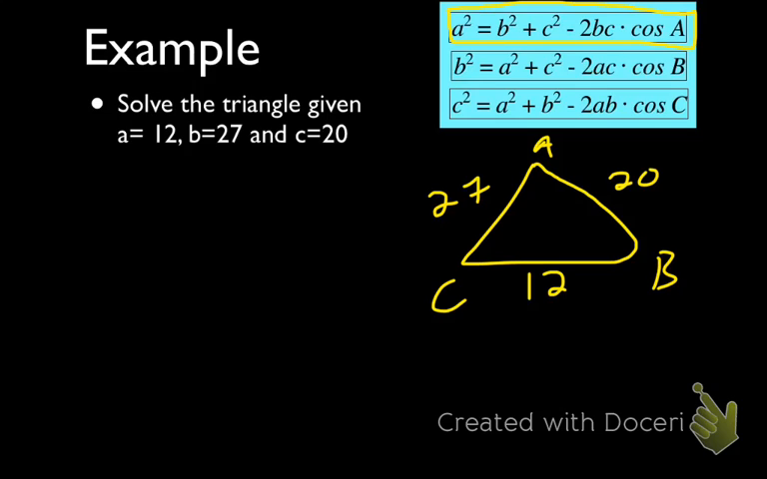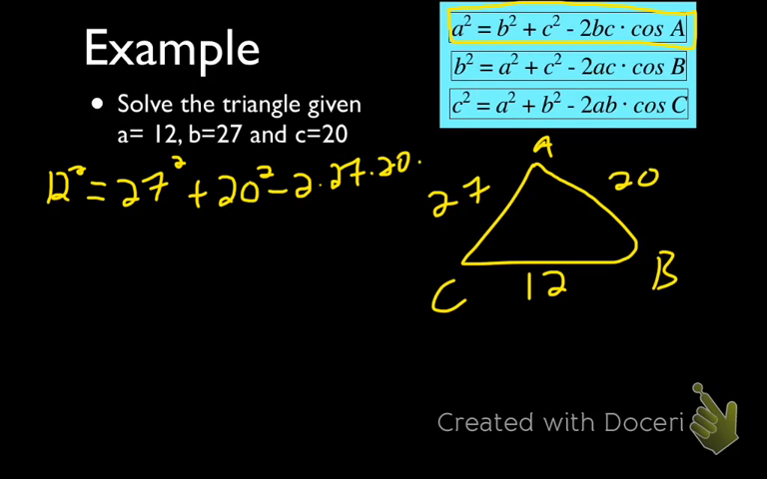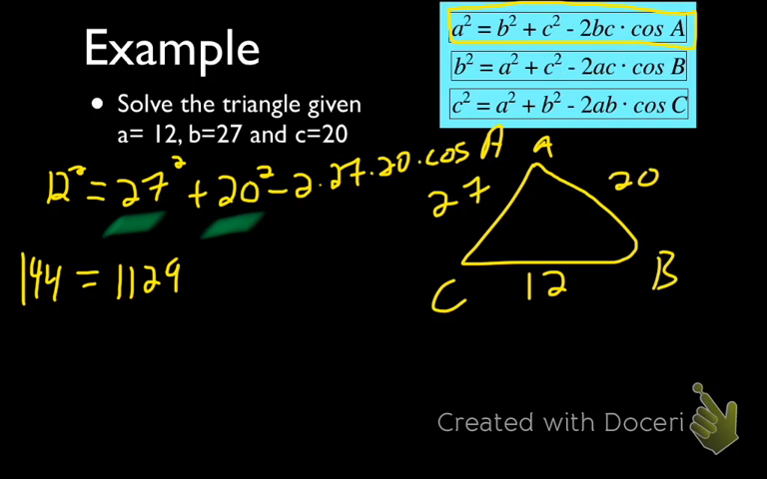So a squared, which was 12 squared, equals b squared, which was 27 squared, plus c squared, which was 20 squared, minus 2 times 27 times 20 times the cosine of A. Sorry, I kind of ran over into the triangle there. All right, so very quickly, 12 squared, I know what that is, 144. What is 27 squared plus 20 squared? That's 1129.